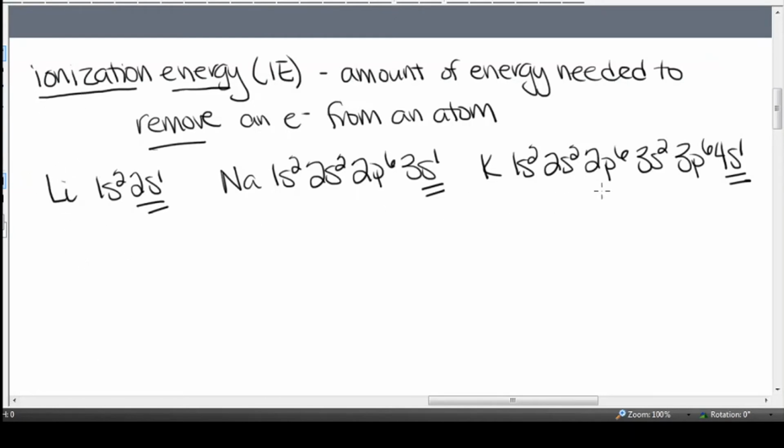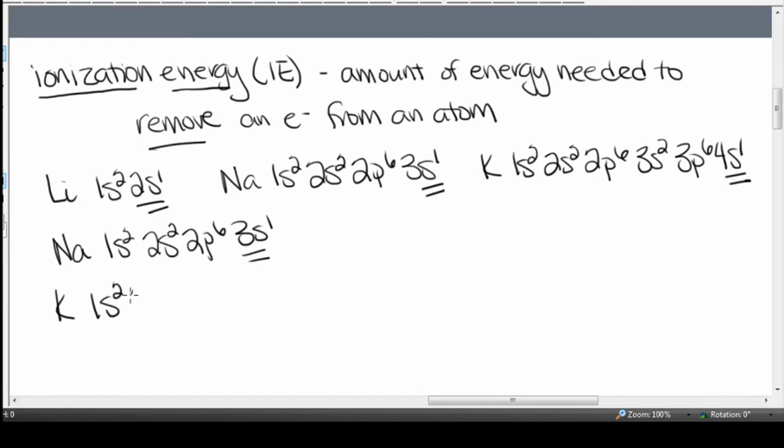Go down a group, because saying across makes you think it's across a period, but really I'm talking down a group. This radius is getting bigger. I'm going to go ahead and rewrite them like this, so it makes more sense. So that's 2, 2s, 2, 2p, 6, 3s, 1. And potassium: 2, 2s, 2, 2p, 6, 3s, 2, 3p, 6, 4s, 1. Okay, this makes more sense.